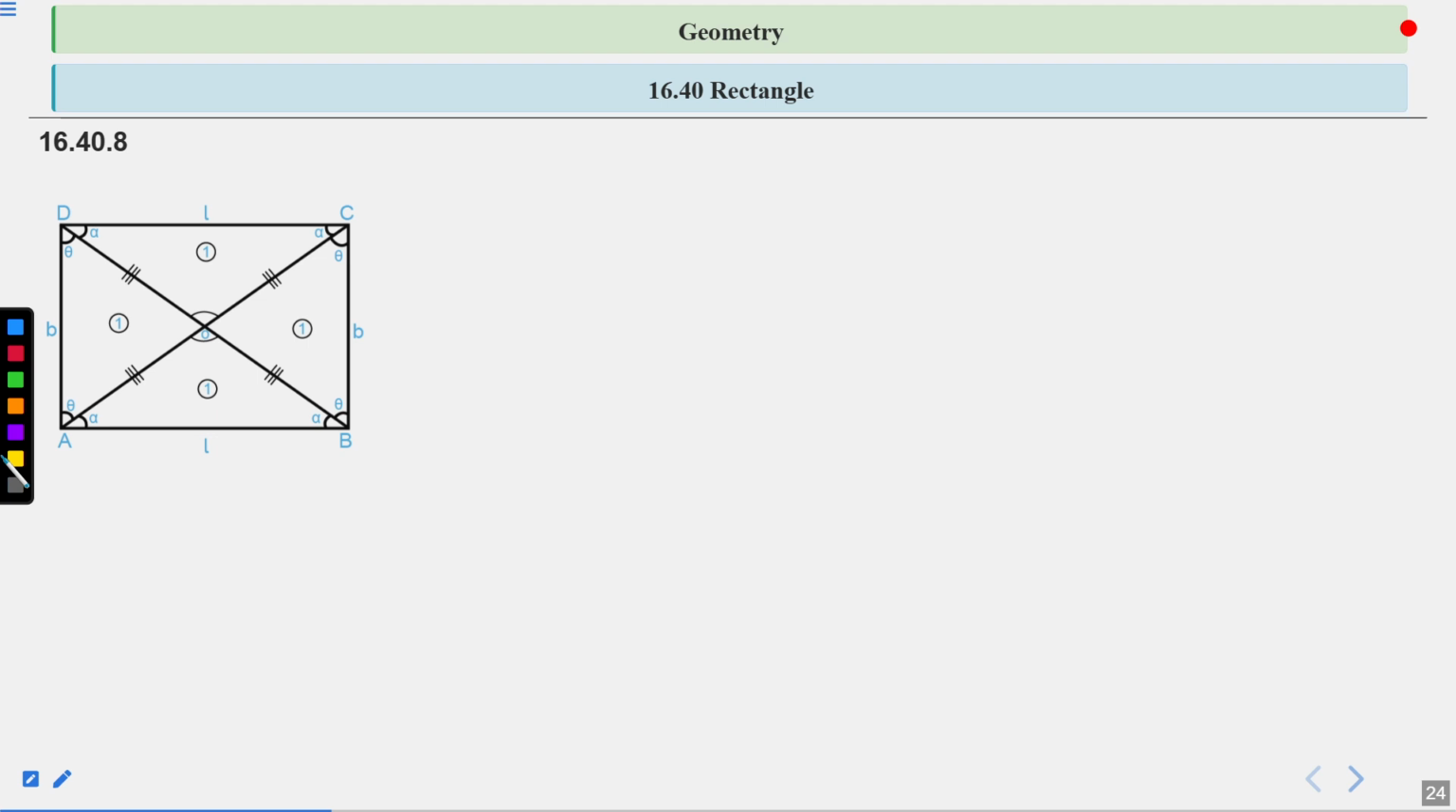16.40.8 of the rectangle formula. This is the diagram. Now triangle DOC is congruent to triangle BOA, and AOD is congruent to triangle COB. We can clearly see that triangle DOC is congruent to triangle AOB. Why are they congruent? Because the length AB equals CD and this length equals this length. So the triangles become equal. All sides are equal, so this triangle is congruent to this triangle, and AOD is congruent to COB. Next one.